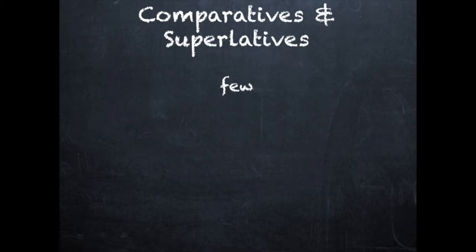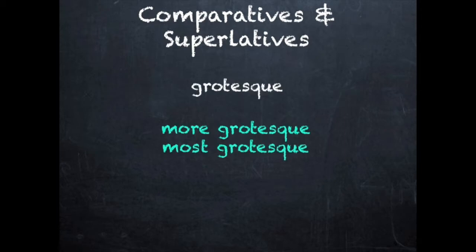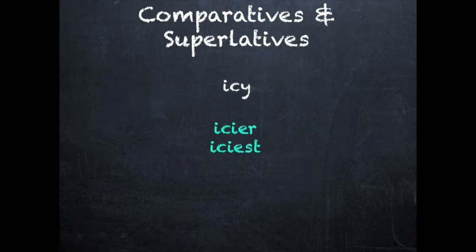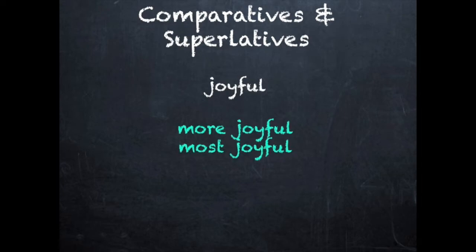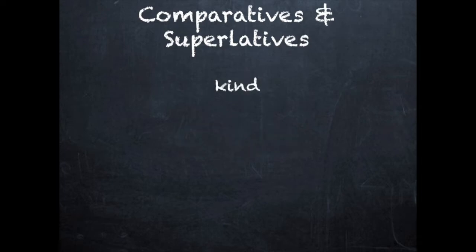So few. Yes, that one would be few, fewer, fewest. Grotesque. There you've got two syllables, but it doesn't end in Y, so it's more grotesque and most grotesque. Icy. That one has two syllables and ends in Y, so you would do -er and -est: icy, icier, iciest. Joyful. Two syllables, but doesn't end in Y, so it would be joyful, more joyful, and most joyful. And then you've got kind. Single syllable, so you do kind, kinder, kindest.